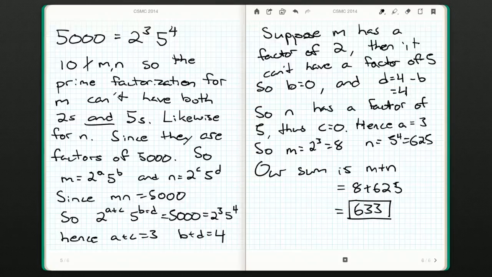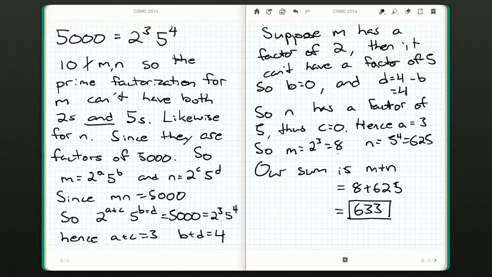Right? Notice that our assumption of m having a factor of 2, it didn't really matter, because the other way around, it would have to have a factor of 5. We'd still be adding 8 and 625. m plus n is the same as n plus m, so it's okay. We still get a unique value. If you don't believe me, work it out on your own. Start by supposing that m has a factor of 5. But we got ourselves a final answer, and we just quickly check.